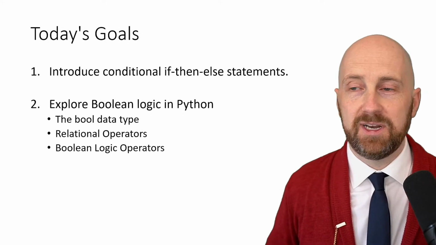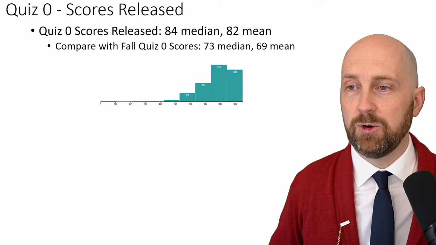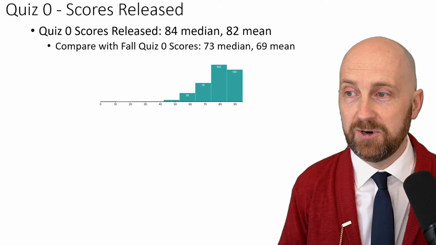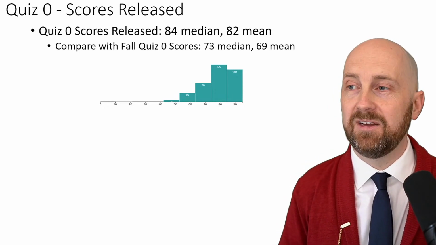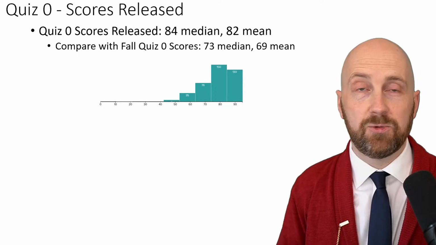Before we get there, a few quick announcements. As most of you have seen, the scores for Quiz 0 are posted to Gradescope, and I want to say a few things about it. First, you all crushed this one. A median of 84 and a mean of 82 is a great performance.